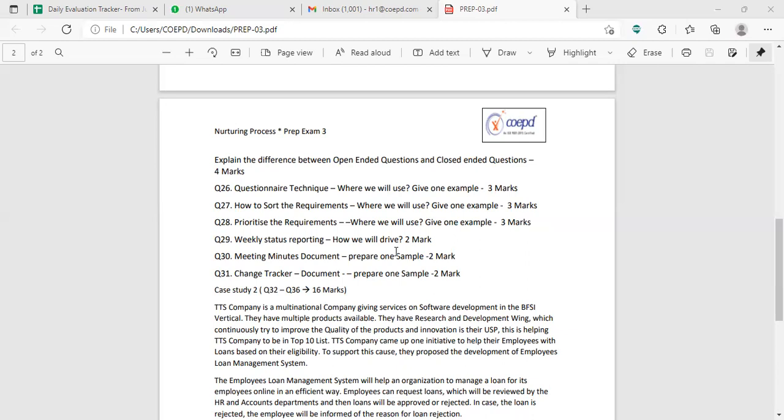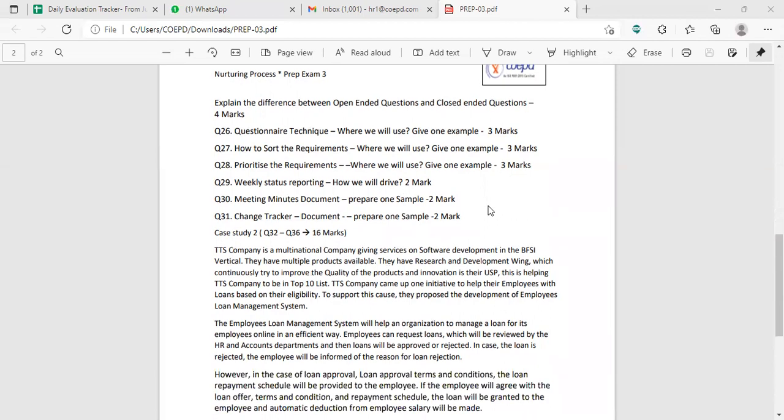Then we have a change tracker document. So basically what is a change tracker? Whenever changes come to us, before we even decide whether we should go or shouldn't go with the change, we will log all the changes in one change log document. So you can actually explain what is a change log document and what is a change tracker in other words, and you also prepare one sample for that.